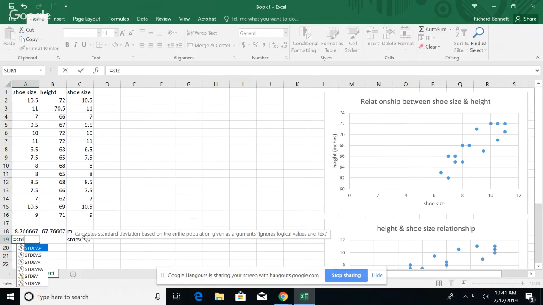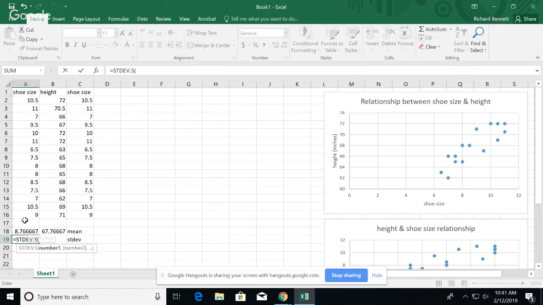STDEV. Now, which one am I supposed to use? Because I got lots of choices. The one with the exclamation point. You can use that one, or you could also use the one with the .S, right? Because it's a sample. Either of them will give you the same answer. Okay. So I'm going to highlight my data.